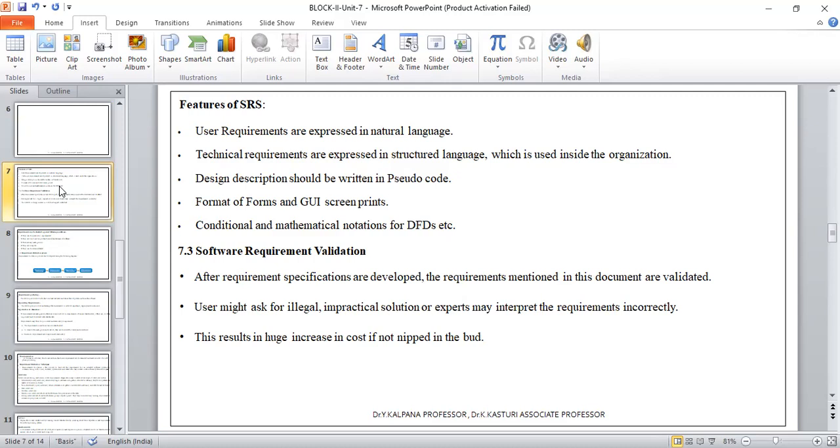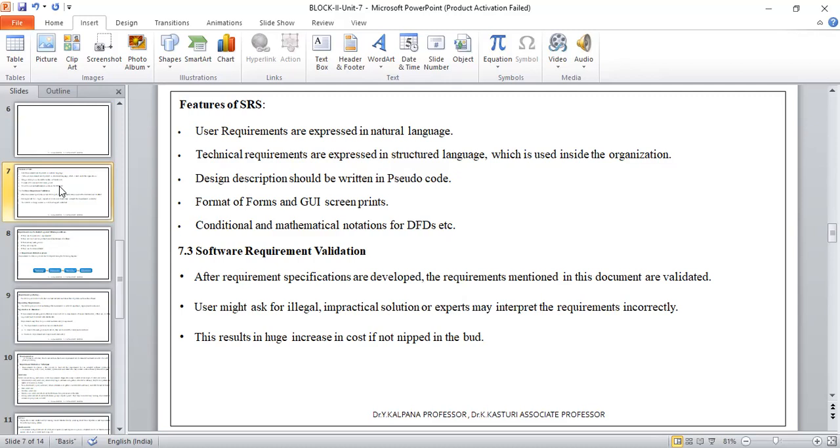Sometimes the user might ask for something illegal, which cannot be done. The feature or requirement cannot be done, or it is an impractical solution, which means the requirement cannot be implemented practically, or experts may interpret the requirements incorrectly. Sometimes a misunderstanding between the client and the technical team arises, so the requirements may be interpreted incorrectly. It also happens. Therefore, software requirement validation is needed after collecting the SRS.